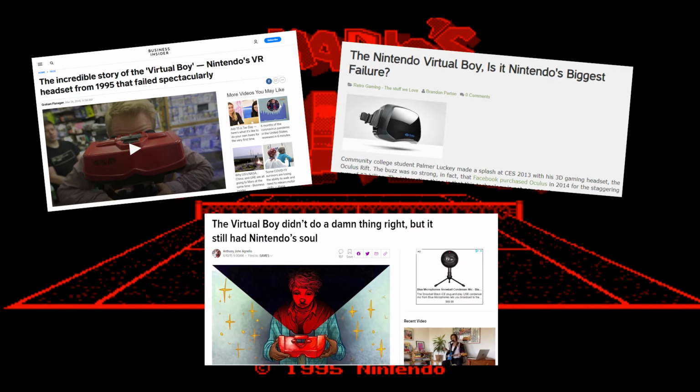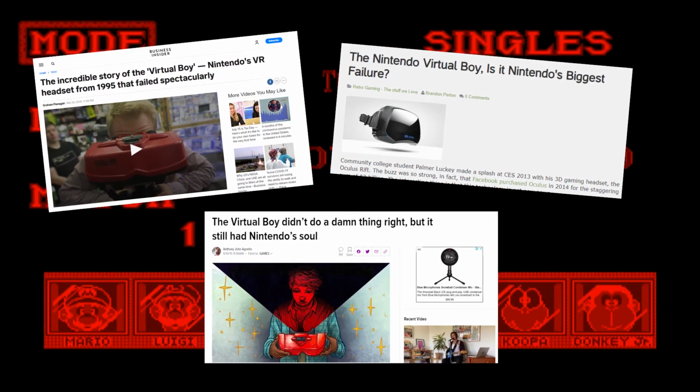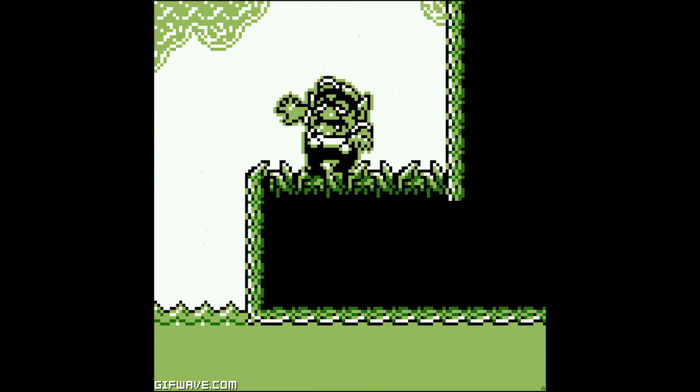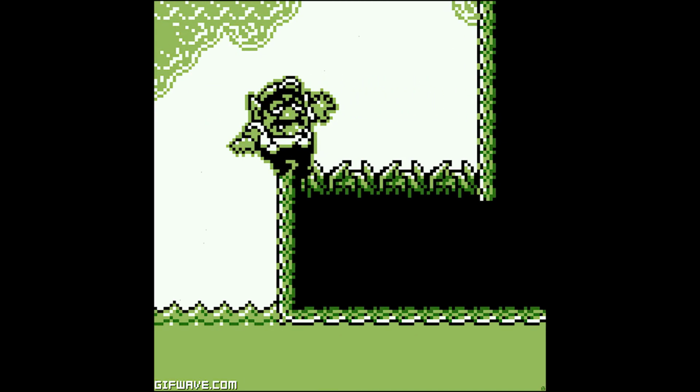It's well known that the console provided an abysmal experience, with the way the display works meaning that the only colors you get to look at are the eternal void and red. The stereoscopic effect was unpleasant and nauseating for most.